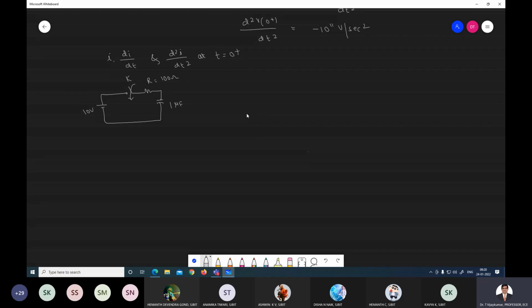So determine di by dt and d square i by dt square. This is i of 0 plus, 0.1 amps. Yes. And di by dt is minus 10 to the power of 3 amps per second. Correct.